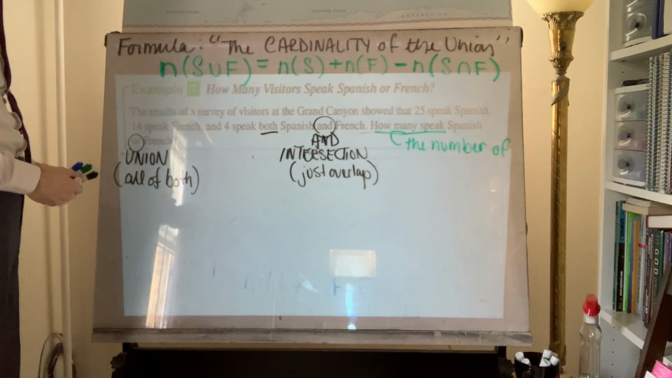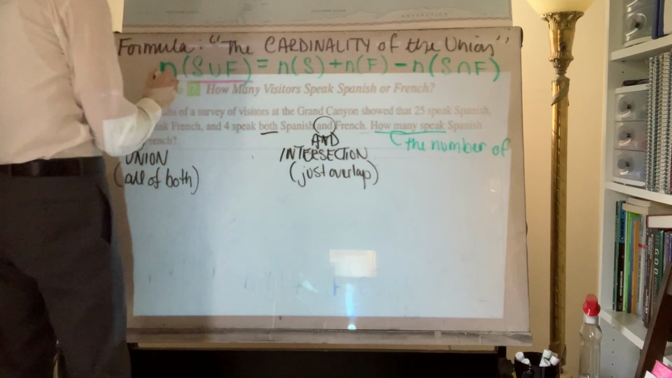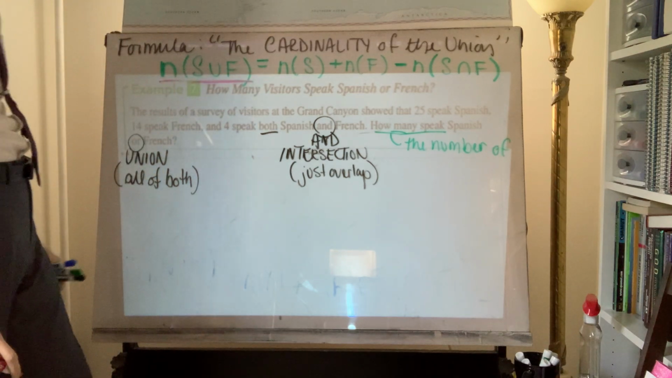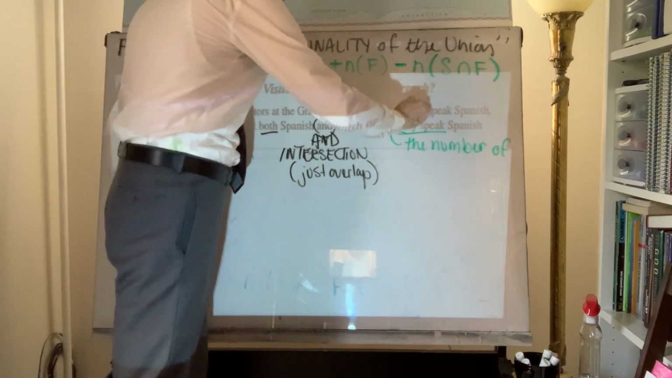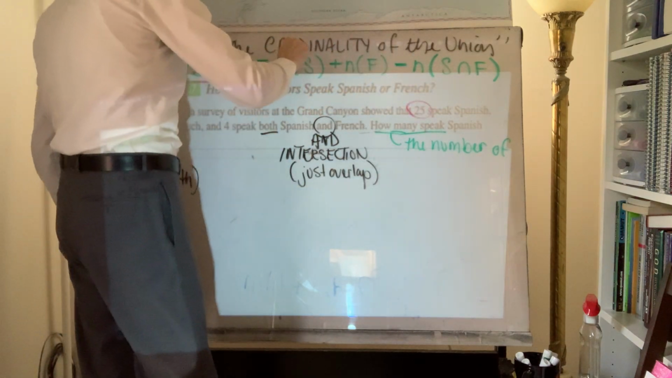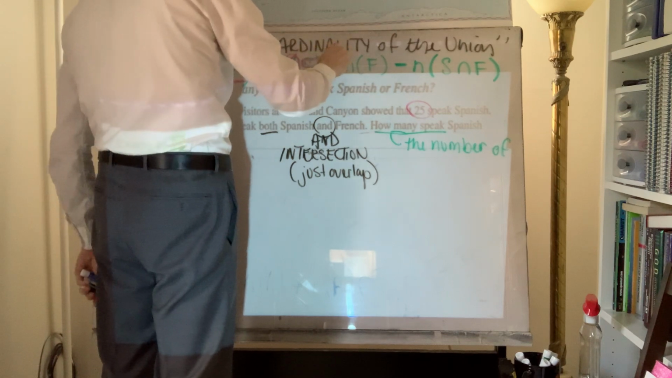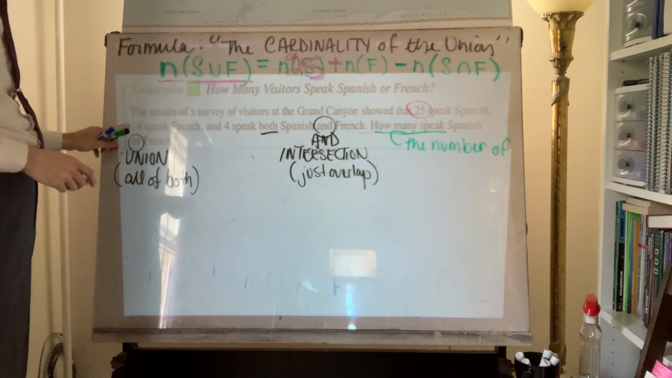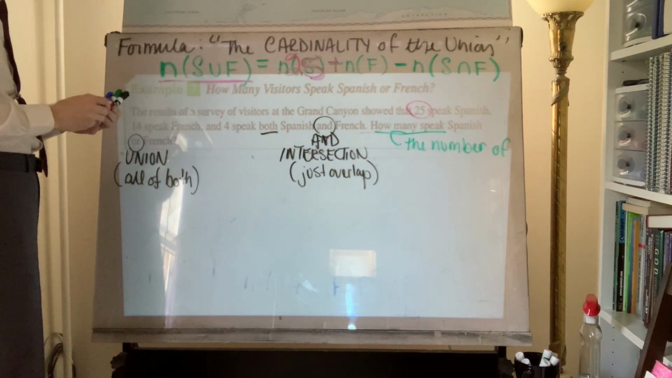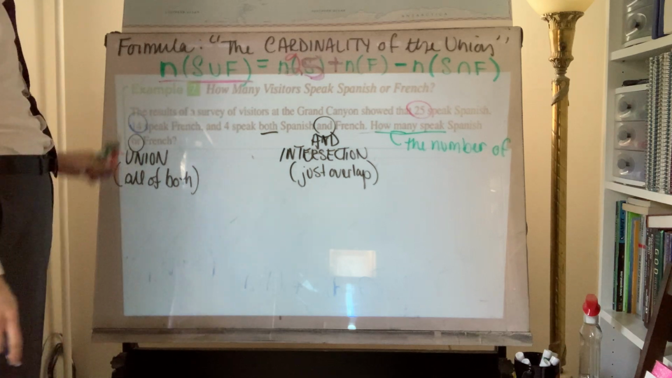Alright, so to answer their question, how many people are French or Spanish speakers? The number of Spanish speakers, it is stated, is 25. So I'm going to superimpose 25 here, right on that part of the formula. And I know I have to add. How many people are French speakers? Alright, it's a little hard to see, isn't it? 14. Good that I use blue, right?